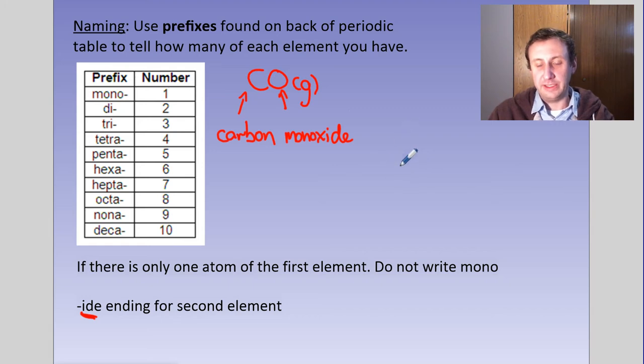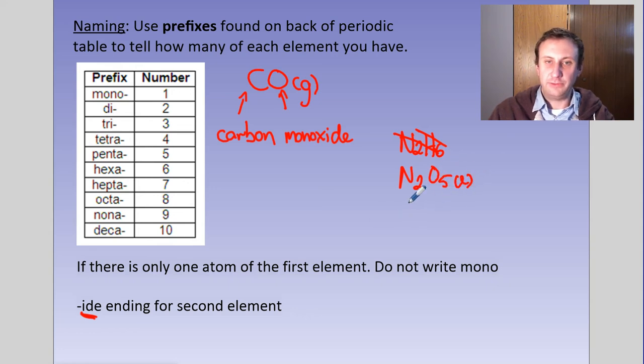Carbon monoxide. Let's do another one. I don't know if this is going to end up being on the next page as well. If it is, I apologize for the repeat. Let's do N2O5 liquid. So for this, I would have 2 N's. So I've got di-nitrogen. Di because I have 2 of the nitrogens. And then I have penta because I have 5 of the oxygens.